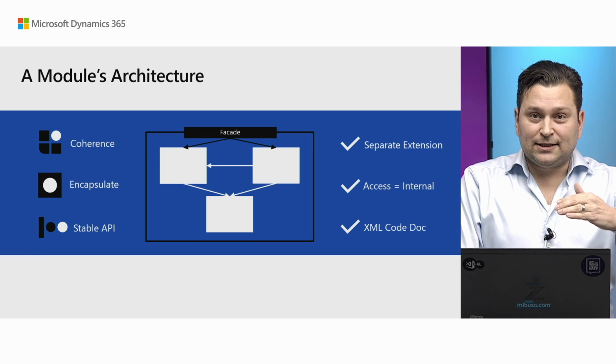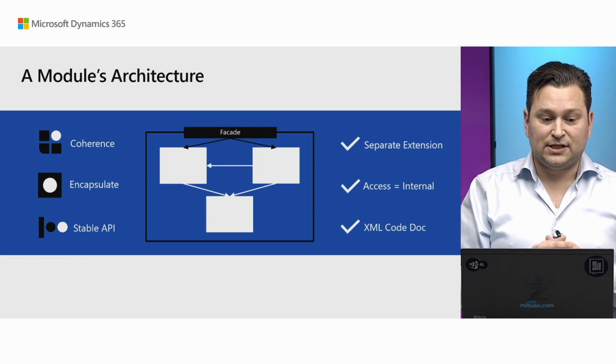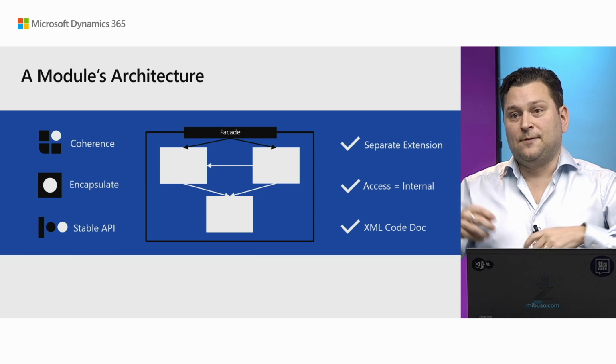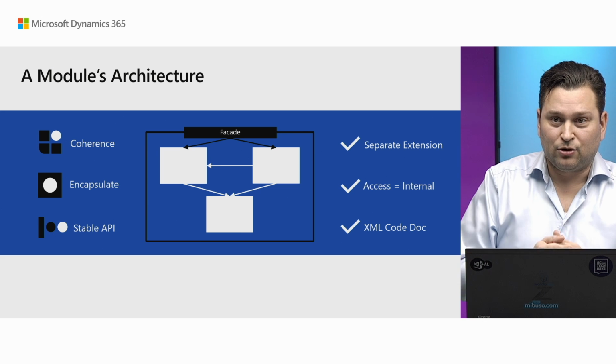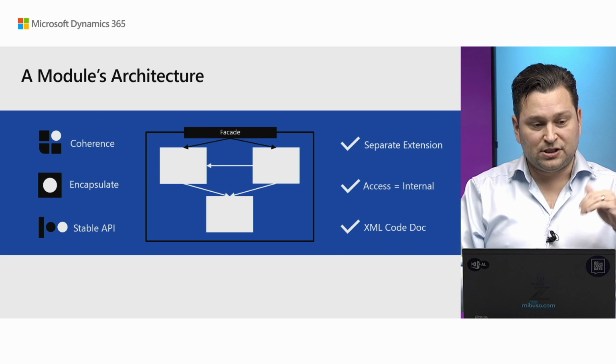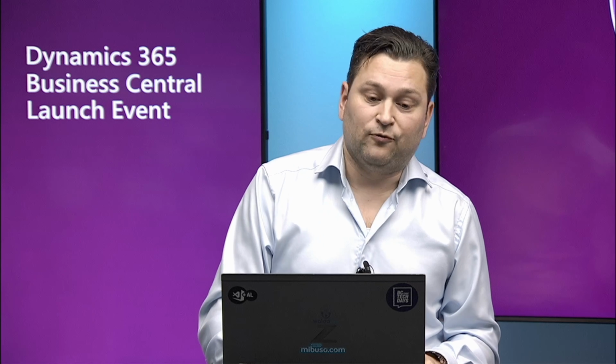Then how do you access those internal workings? Well, we provide you with a facade, which is a stable API that is not going to change. It has nice XML code documentation so that you no longer need to read or understand the inner workings of a module. You simply need to understand the documentation on the facade and you'll be able to consume this module, which is a much, much better place to be than where we came from.